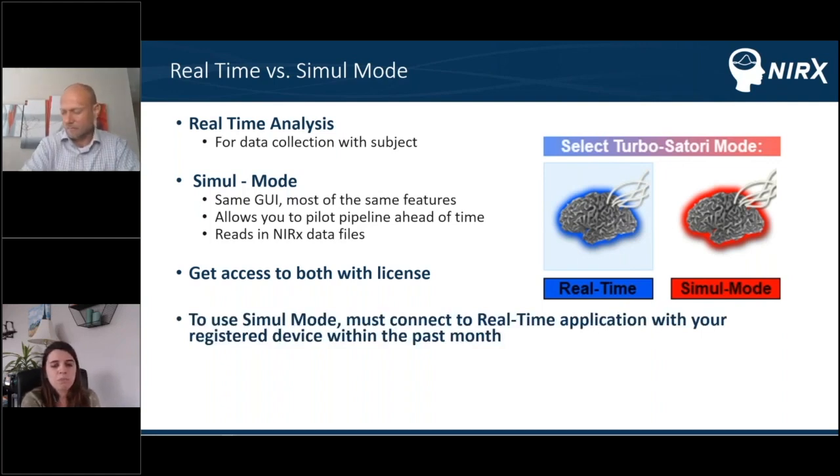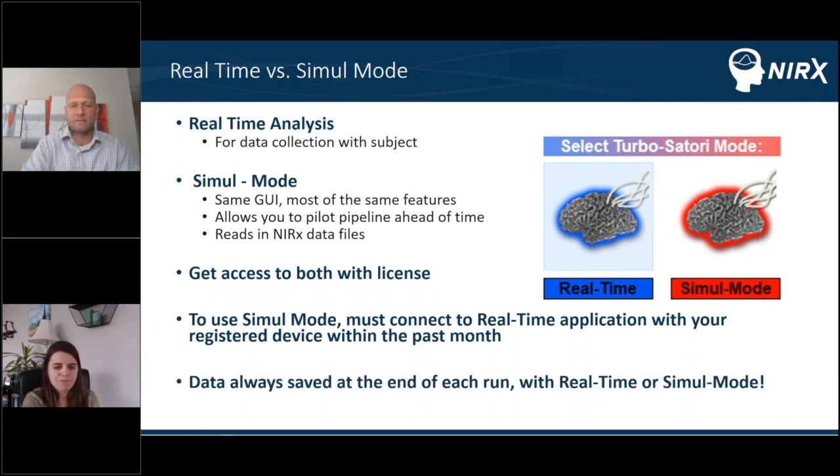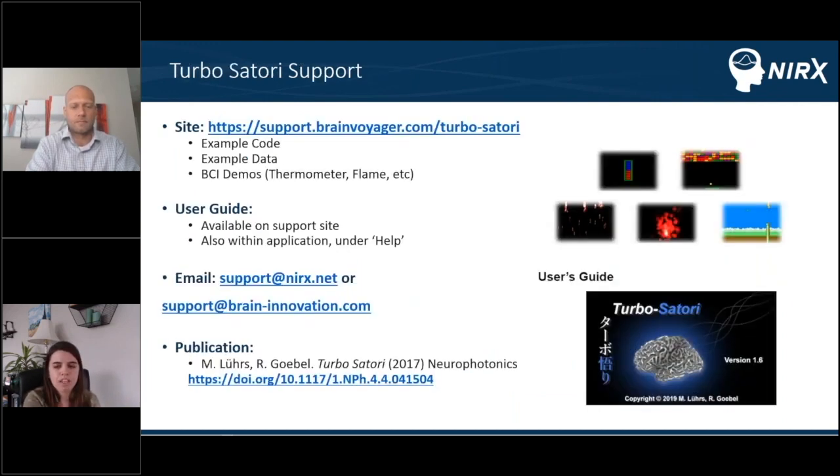To use Simul mode, you must connect to the real-time application with your registered device within the past month. That's how the licensing works. You'll be prompted for that, and it'll be very clear when the time comes to reconnect if you haven't in a while. And note that data is always saved at the end of each run with both real-time and Simul mode. Every single time you run the processing in Satori, the analysis outputs are included in data files.